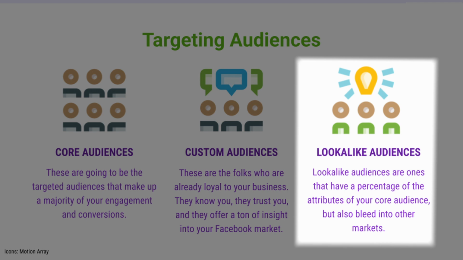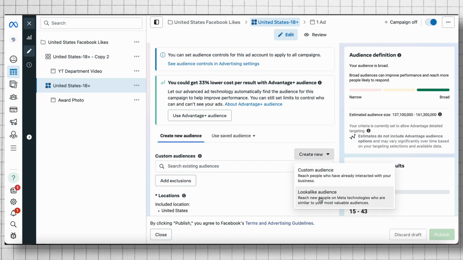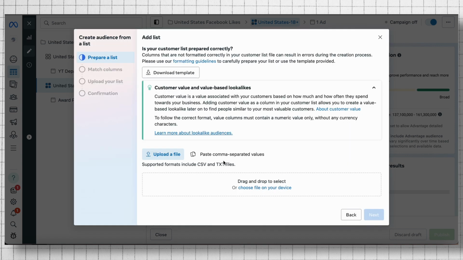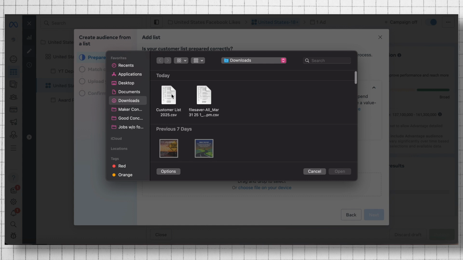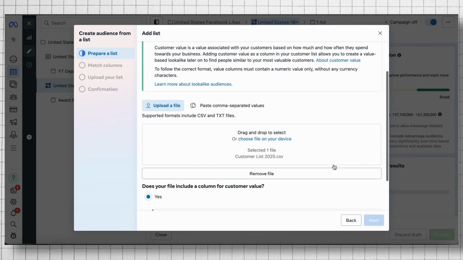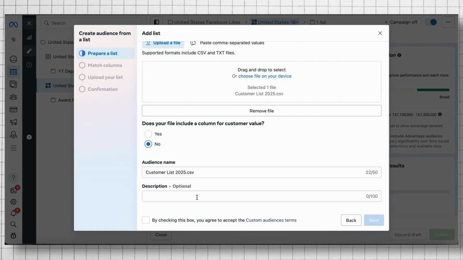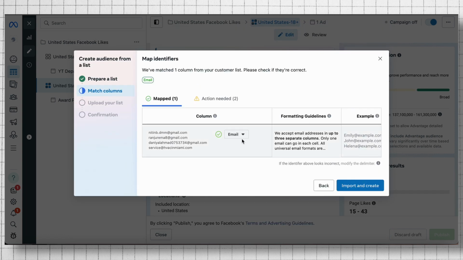Finally, lookalike audiences are those who share some characteristics with your core audience, but also extend into other markets. For example, if you upload your customer list to Facebook through a CSV file, Facebook will use this data to find new users who resemble your current customers. The platform analyzes profile information and engagement patterns to find people with similar attributes.